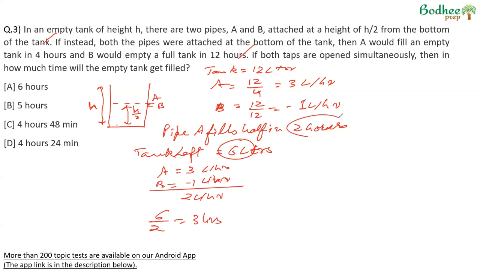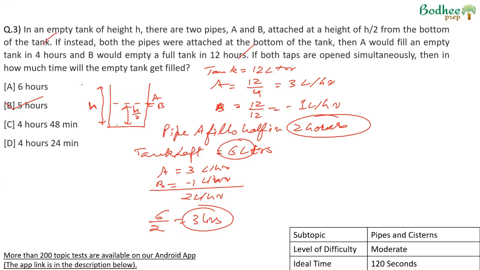So for the first 2 hours, A is working alone, and then for 3 hours, A and B are working to fill the entire tank. So the time taken to fill the tank will be 5 hours. Again, moderate level of difficulty. Understanding that the emptying pipe will work only when there is water. Once that happens, the question follows from there. Maybe 2.5 minutes to solve the question.